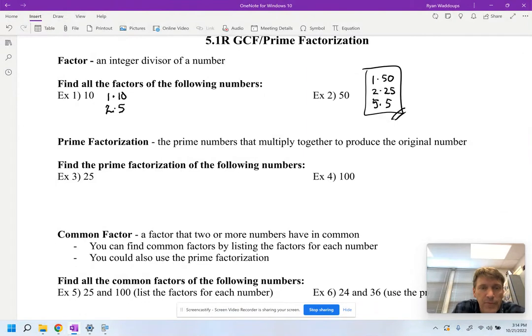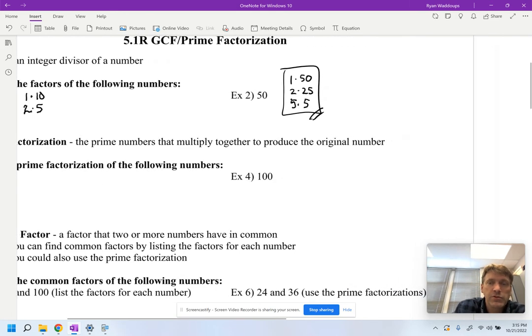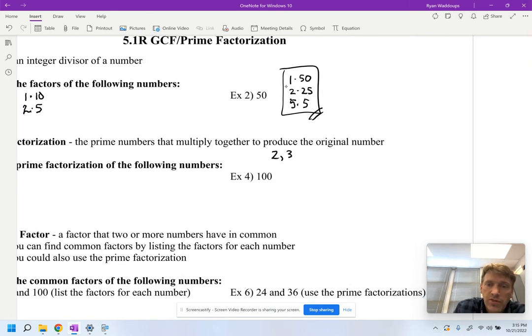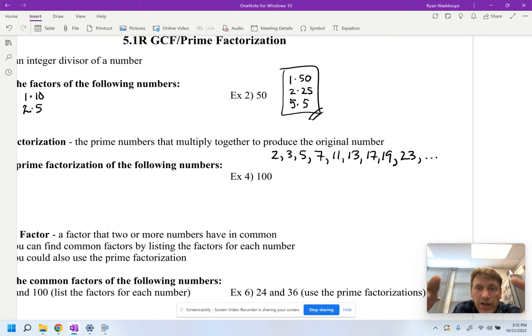Prime factorization. The prime numbers that multiply together to produce the original number. Recall that the prime numbers are 2, 3, 5, 7, 11, 13, 17, 19, 23, and the list continues. But all of those numbers have in common that they have exactly 2 factors, 1 and the number itself.